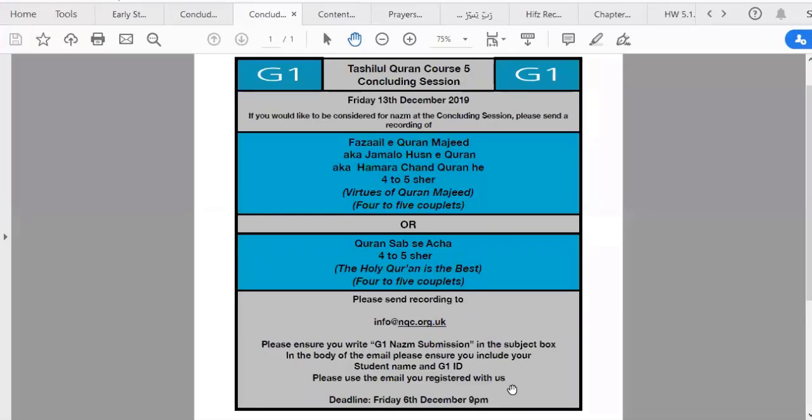So if you have sent it already, well done. And if you're thinking of it, definitely go for it. MashaAllah, you have excellent voices. You're all very talented. So please do have a go. It would be lovely to hear you in the final session. Okay, so that's the announcements.